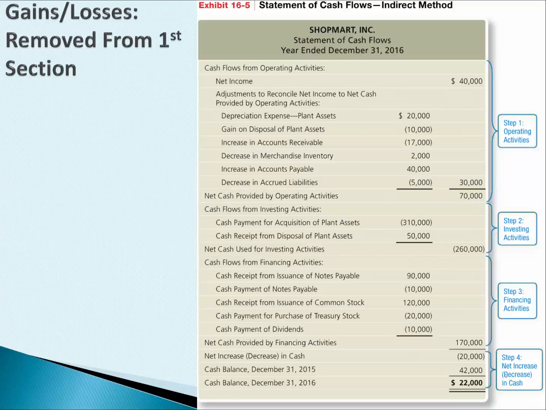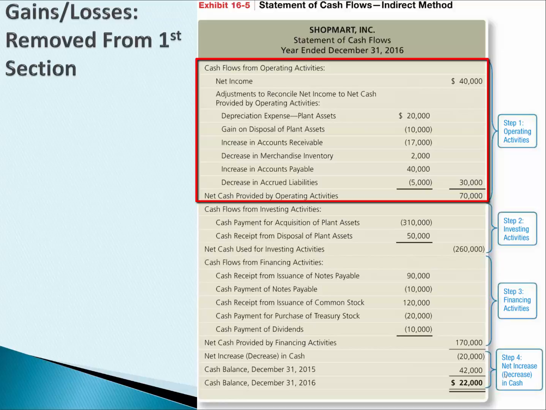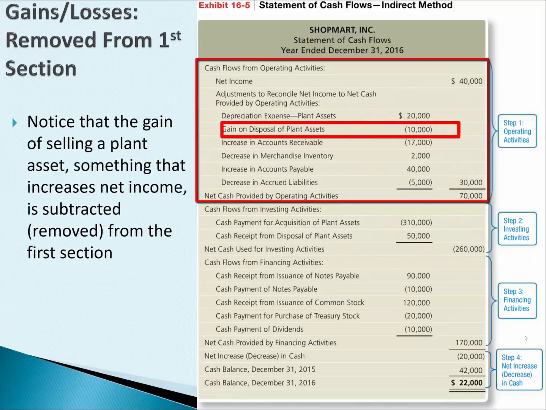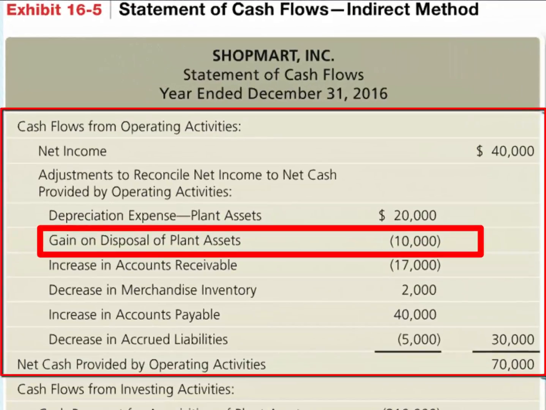Now we're going to find out why gains and losses are removed from the first section of the statement of cash flows, cash flows from operating activities. So on this statement of cash flows, notice we have a gain on getting rid of our plant assets. Getting rid of meaning disposal of our plant assets.